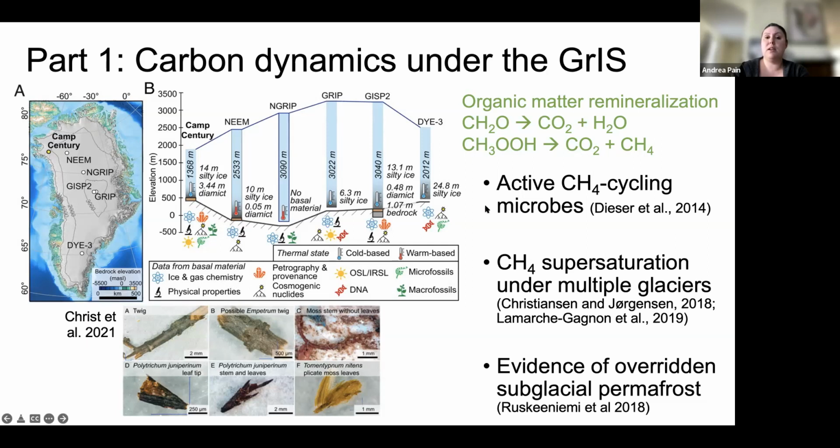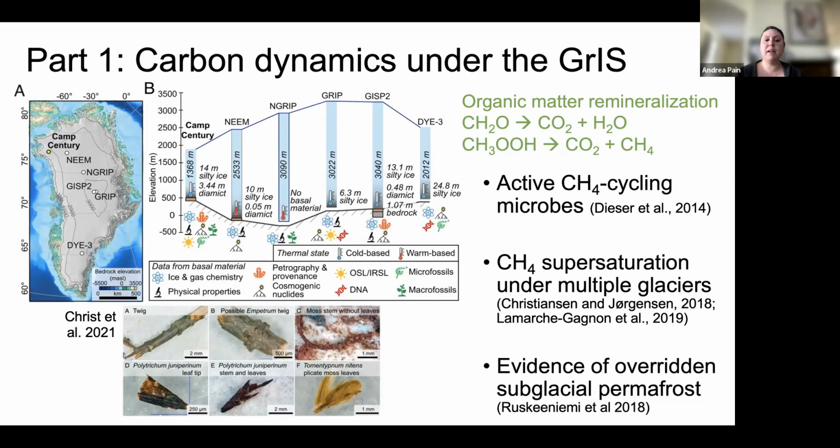Along with this information suggesting that there's actually organic material under the Greenland ice sheet, studies of outlet glaciers of the Greenland ice sheet have also observed information that suggests there's life going on under the ice sheet. This is in the form of identifying active methane cycling microbes, observations of methane supersaturation under multiple glaciers, and evidence of overridden subglacial permafrost.